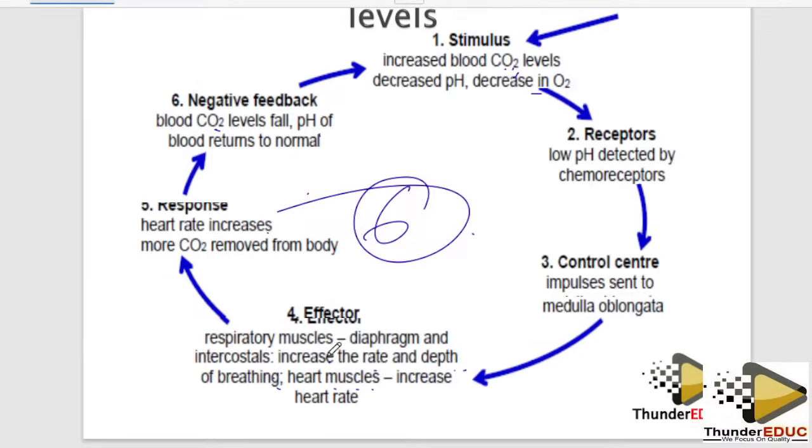So the moment breathing increases with the depth, and the rate of heartbeat also increases, definitely more carbon dioxide is going to be removed from the body. And then if carbon dioxide is removed from the body, automatically the pH is going to return to normal. And then it continues like that. I think I'm clear there.